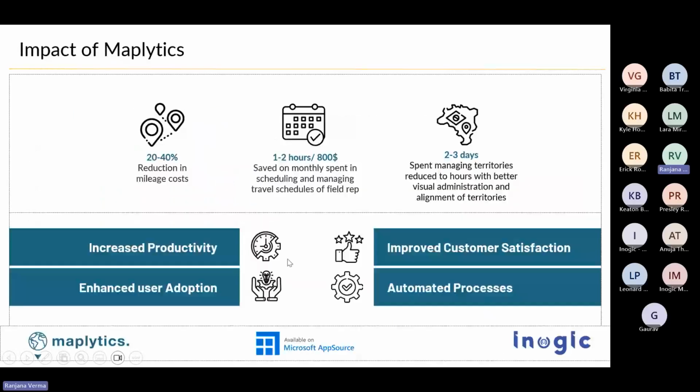Right? Now, the impact that Maplytics has created over the years. This data has come from the customers that we have. Okay, so first is the mileage cost has reduced. When you hit the ground without any planning or without any schedule in your hand, you just run around and try to do as much as possible. Our goal was to reduce the travel time and increase your meeting time, right? And we have successfully achieved that. From our clients, we got to hear that the mileage cost has been reduced.